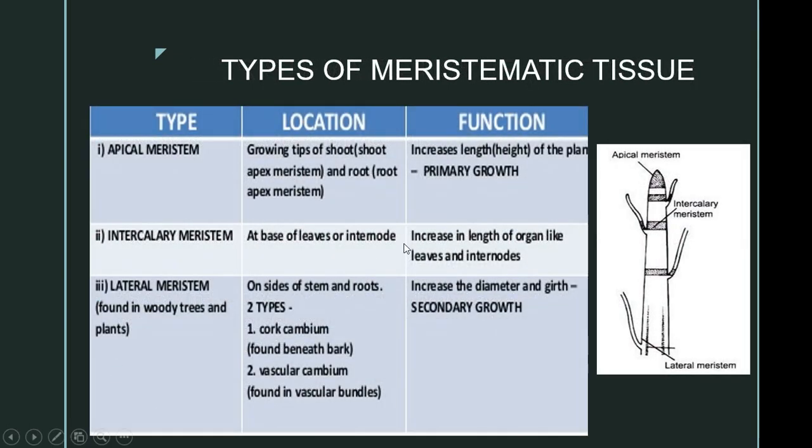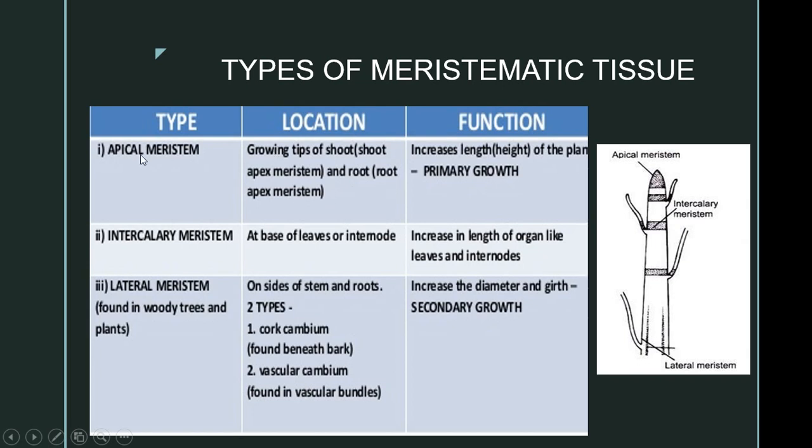The cells need a dense cytoplasm and a soft wall for cell division to take place. Let us see the type, location, and function of different types of meristematic tissue. The first type of tissue is apical meristem. Apical meristem means it is seen at the tip. It is seen at the growing tips of the shoot.